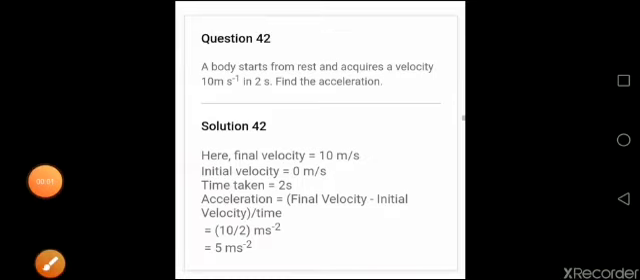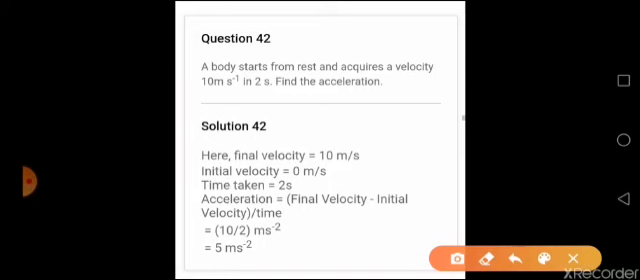Clear? Question number 8 is a simple question just to find out speed and velocity, that you can do as a homework. Now we are going to start with question number 9. Now from question number 9 you are going to start with acceleration related numericals. So before starting with this session, I just want to give you some important points to remember.